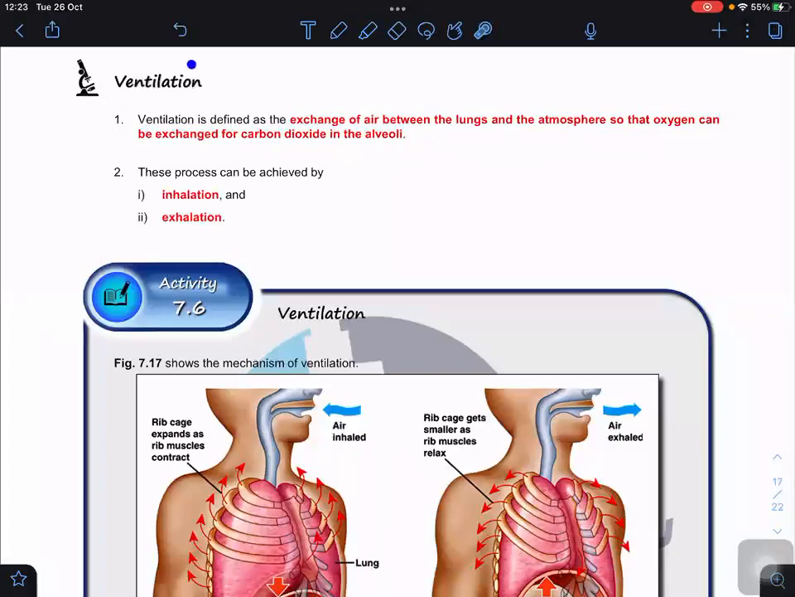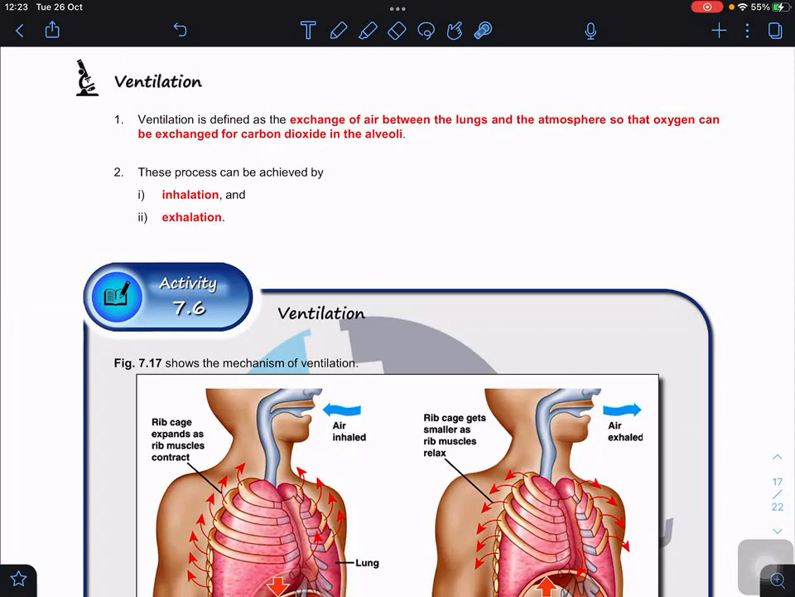Okay, let us look at the ventilation parts here. Okay, ventilation. So what is the meaning of ventilation? Ventilation basically means the exchange of air between our lung and the atmosphere, so the oxygen can be exchanged for the carbon dioxide in alveoli. Okay, so this is the definition.